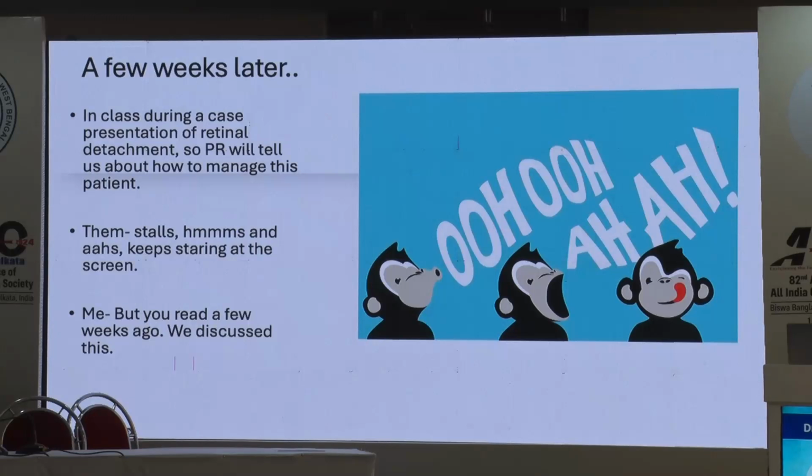But a few weeks later, in class, during a case presentation of retinal detachment, I say randomly that the problem resident will tell us about the management of this case, because I'm so confident. We've spent so many days and minutes deliberating about why they didn't read, and finally you gave them time to read and they did. And now you're very confident that they'll be able to rattle off about scleral buckling. But then they stall and keep staring at the screen. And I say, you read this just a few weeks ago, we discussed this.